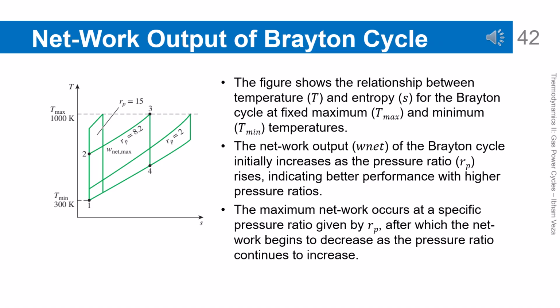Net work output of Brayton cycle versus pressure ratio. This graph shows that the net work output of the Brayton cycle does not always increase with pressure ratio. Initially, increasing the pressure ratio increases the net work output. However, after reaching a certain value, the net work starts to decrease if the pressure ratio keeps increasing. This means there is an optimum pressure ratio that maximizes power output. This concept is very important in the design of gas turbines for power generation or aircraft applications.